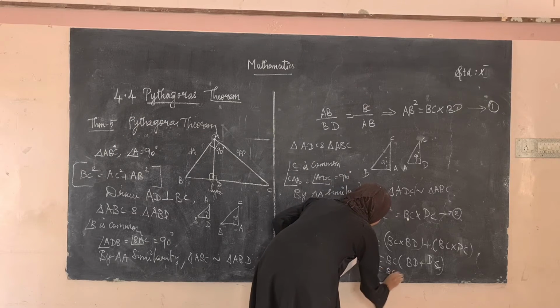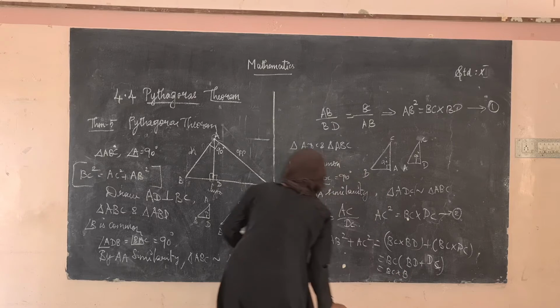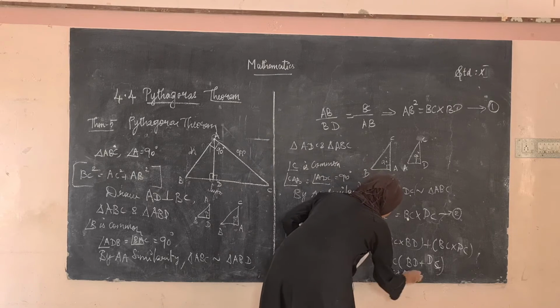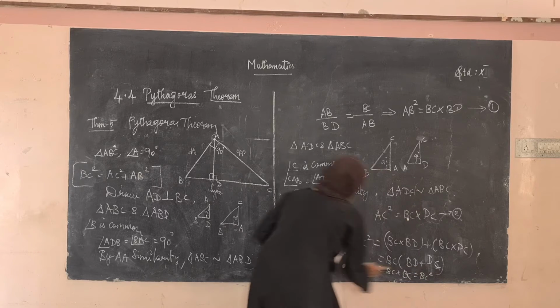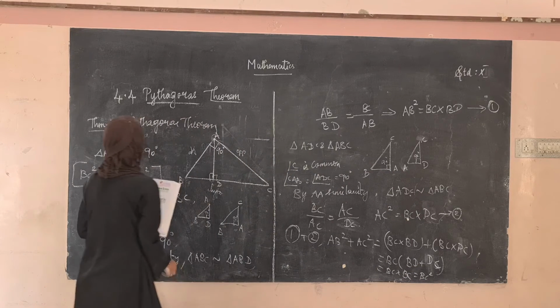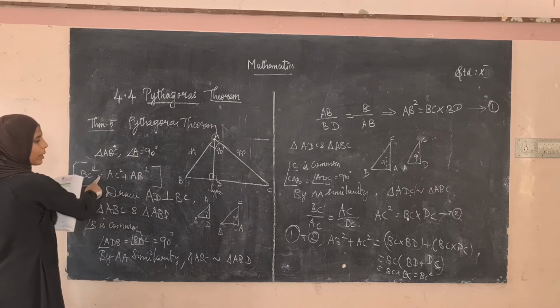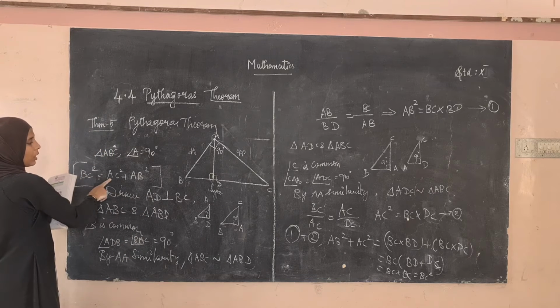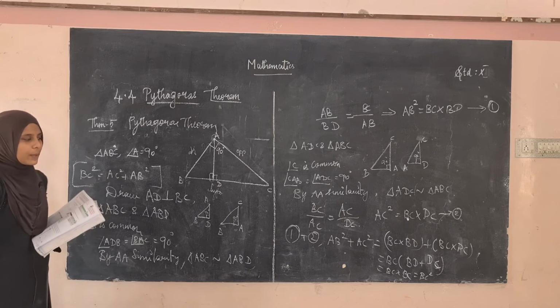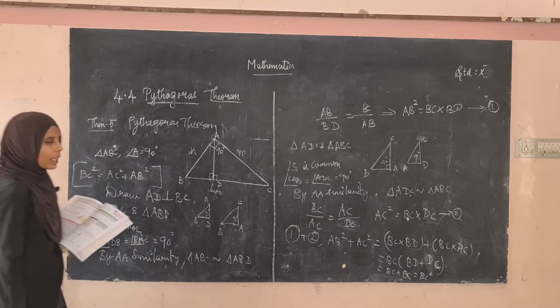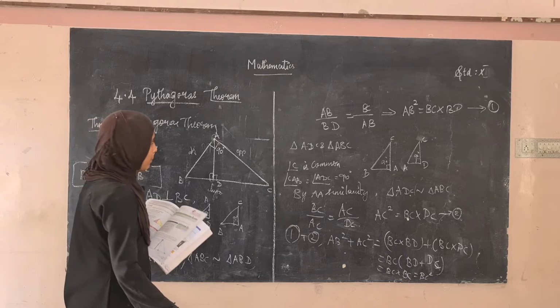Therefore, BC into BC is BC squared. So, AB squared plus AC squared is equal to BC squared. This is what we have to prove, right? AB square plus AC square is equal to BC square. Hence we have proved the Pythagoras theorem.